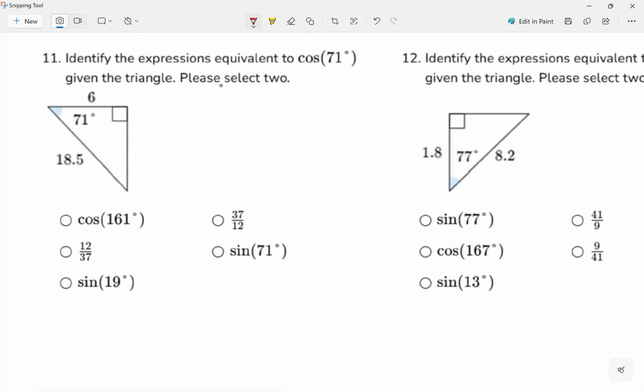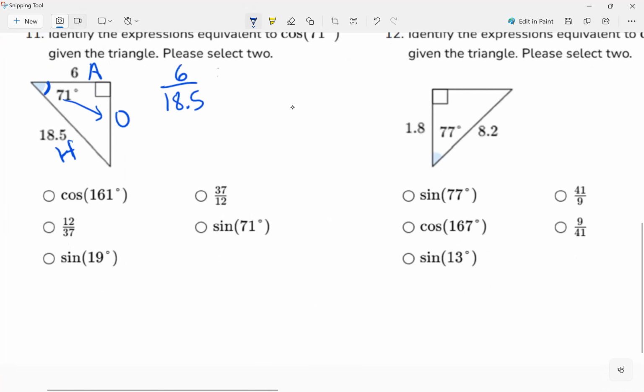Identify the expression equivalent to cosine of 71. Okay. I'll use blue for this. My 71 is here. So far away, this is the opposite. I know this is the hypotenuse and this is the adjacent. But cosine of 71, I have to go adjacent over hypotenuse. So let me go 6 over 18.5. That's not one of my choices. So I have to work things out.